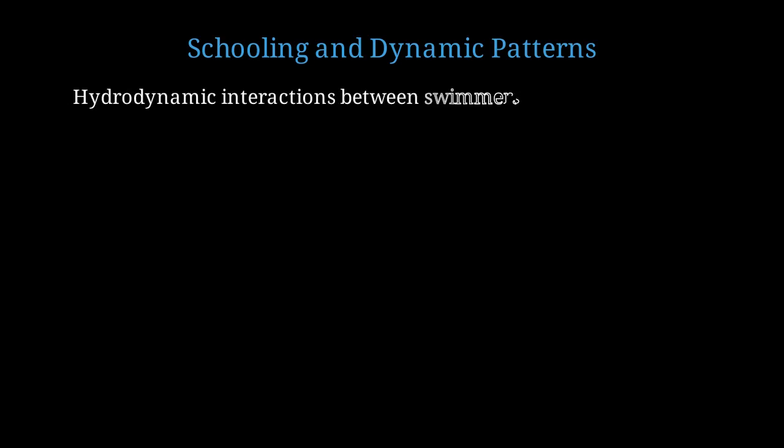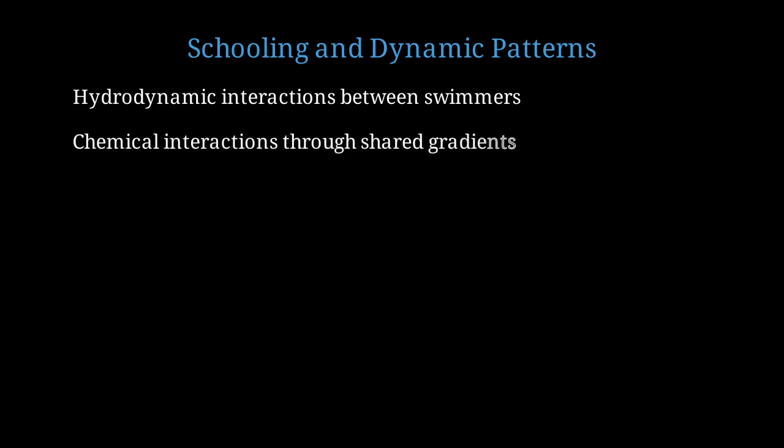Clustering is just one example. Under different conditions, we can see schooling behavior, where particles move together in coordinated groups, or even more complex dynamic patterns. Part of this comes from hydrodynamic interactions. When a particle propels itself, it creates flows in the surrounding fluid. These flows affect neighboring particles, creating effective attractions or repulsions mediated by the fluid mechanics. But chemical interactions are equally important. Multiple particles sharing the same chemical environment create overlapping concentration fields. These fields can guide the motion of other particles, leading to coordinated behaviors.